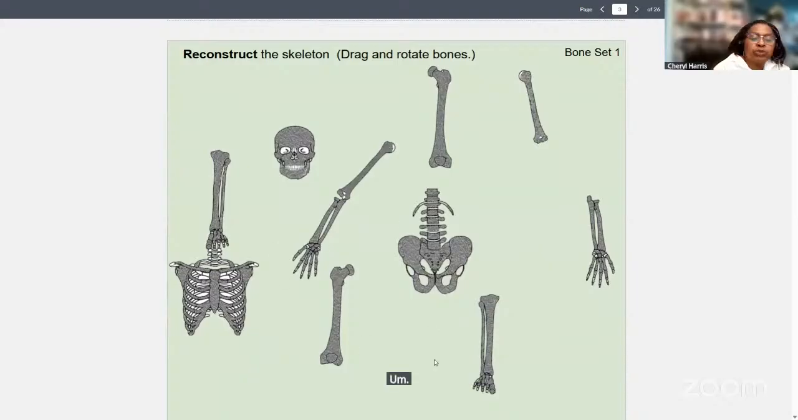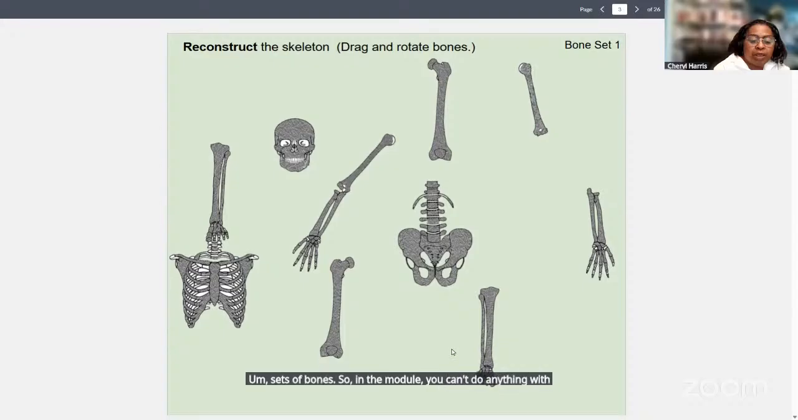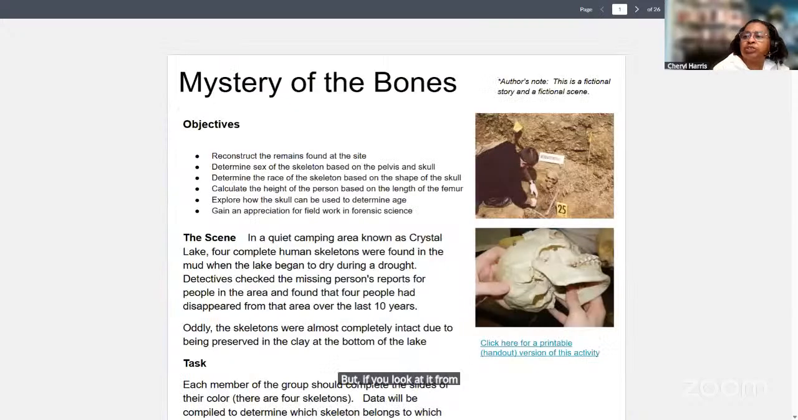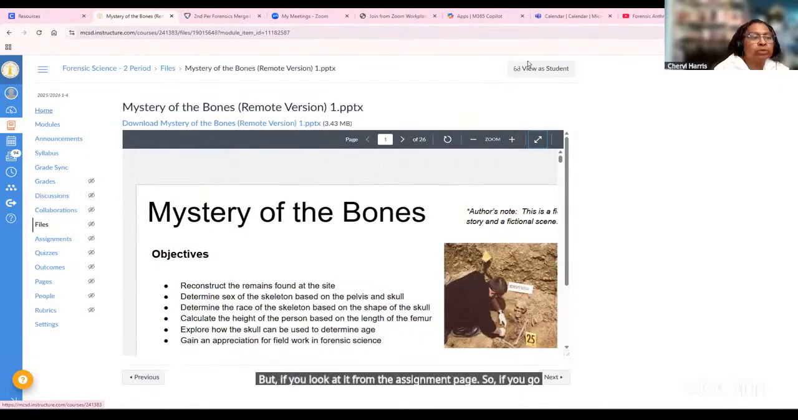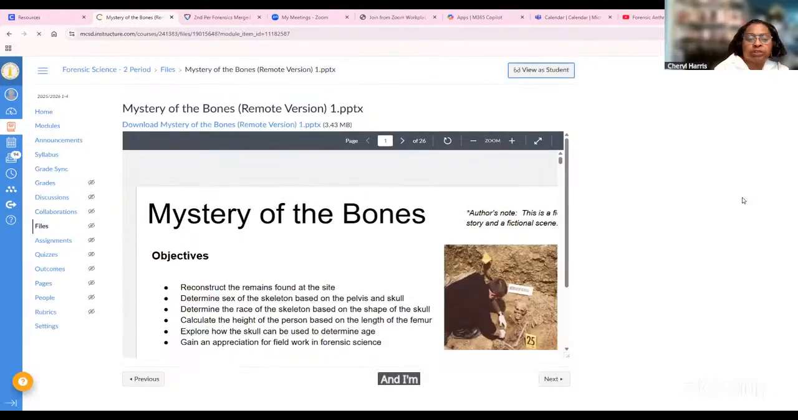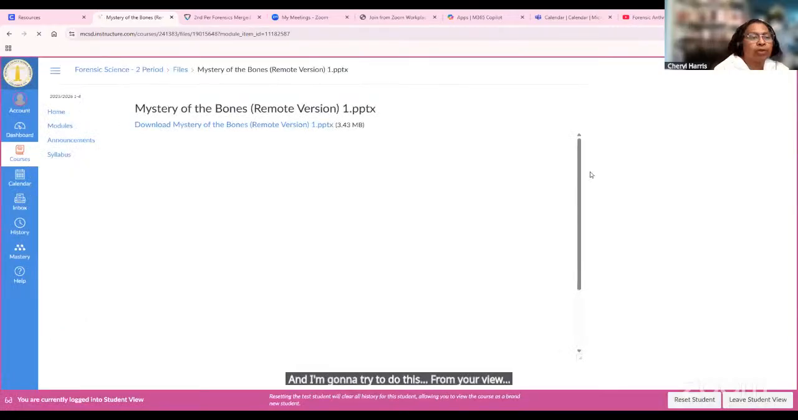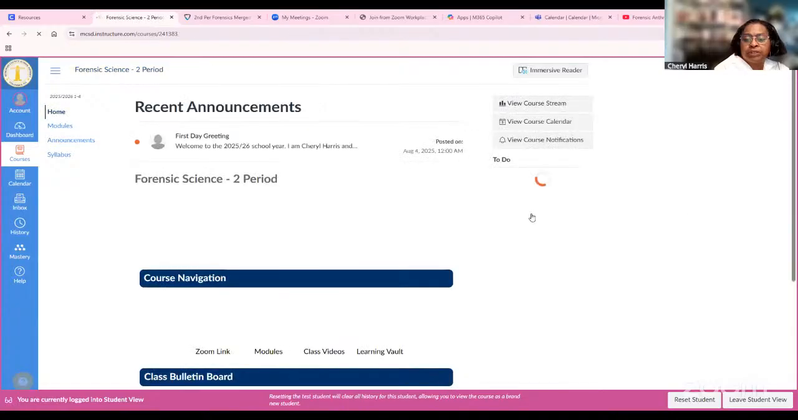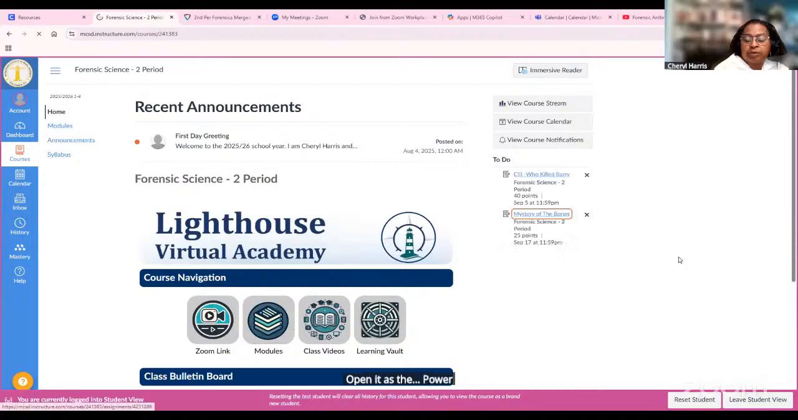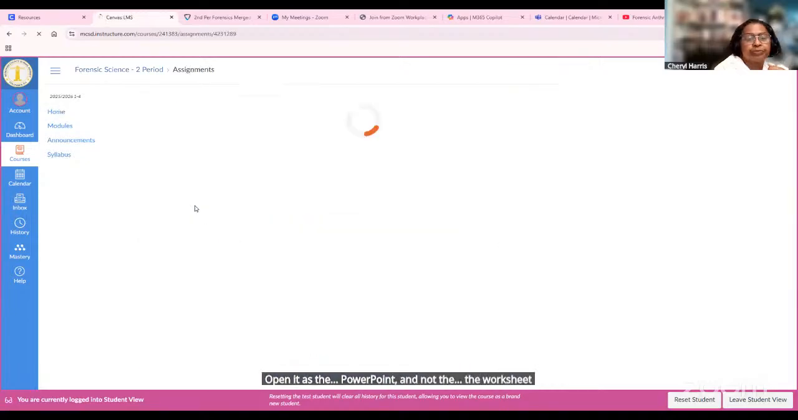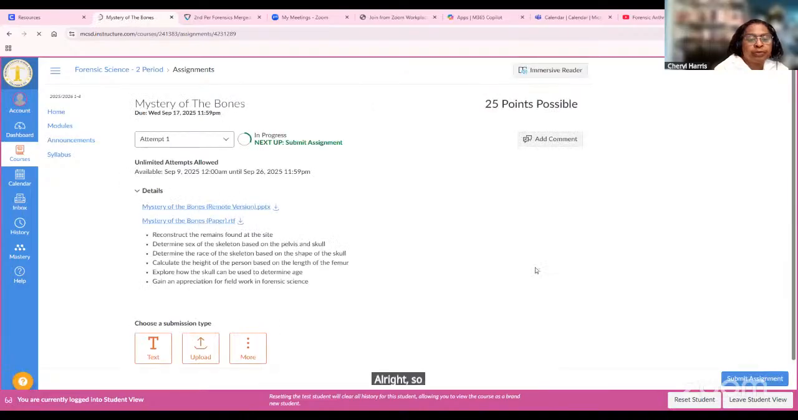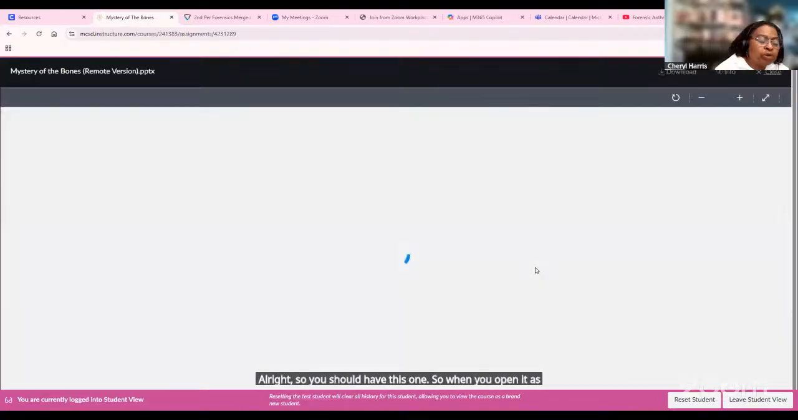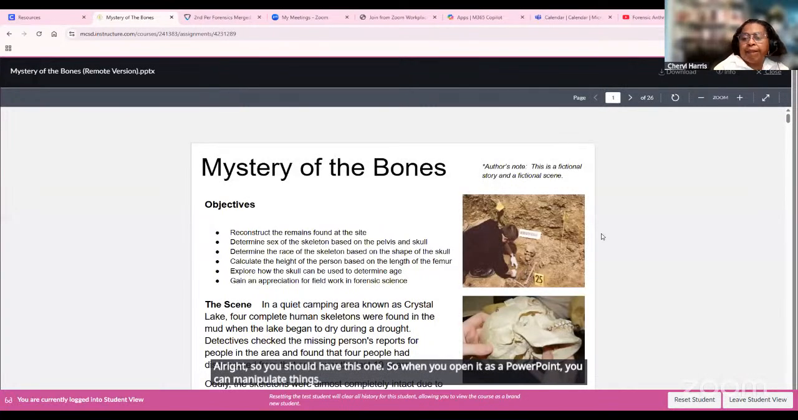So in the module, you can't do anything with it. But if you look at it from the assignment page, so if you go back to, and I'm going to try to do this from your view. So go back to the home page, open it as the PowerPoint and not the worksheet. All right, so you should have this one. So when you open it as a PowerPoint, you can manipulate things, I think.